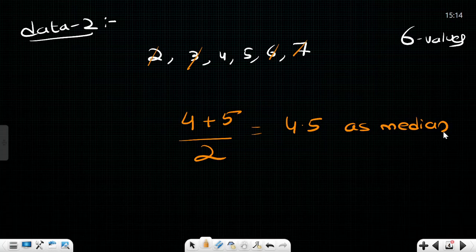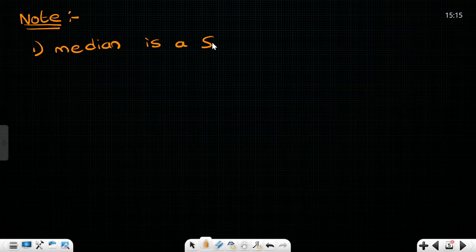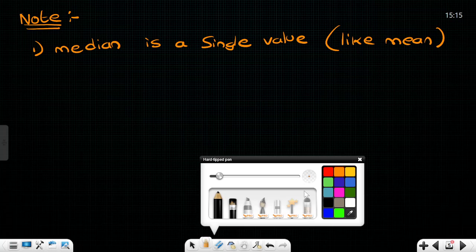Now I am going ahead. Please put the heading as note. We will discuss median, how exactly it affects the data and everything. The first point: median is a single value. In exercise 703 we discussed the mode. Mode can have 2 or 3 values, right? But median is a single value. That's a very important thing. Mean is also a single value.